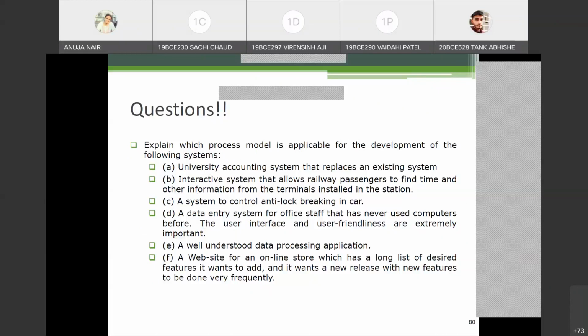Okay, and in next chapter, we have numericals. So we are going to do numericals in next chapter. So please be ready with your notebooks and pen, because we are going to do numericals. Any doubt in this particular chapter, process model, please do ask.